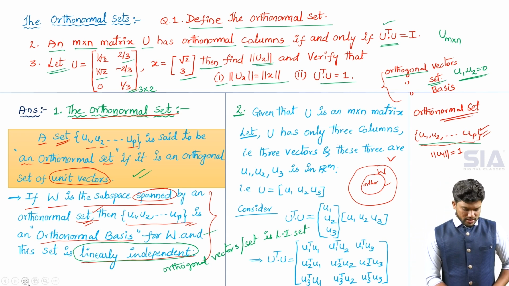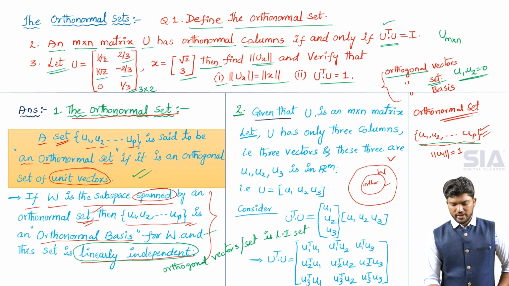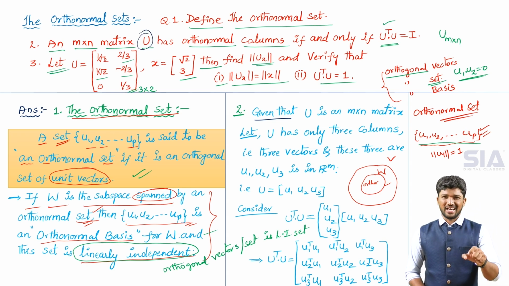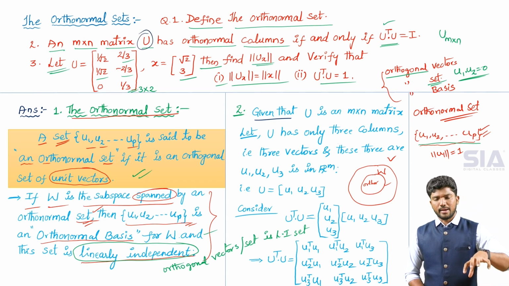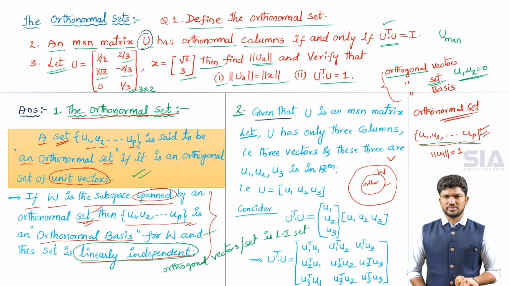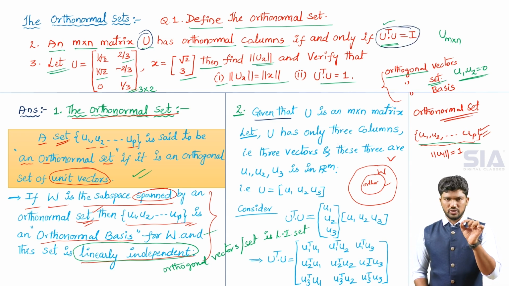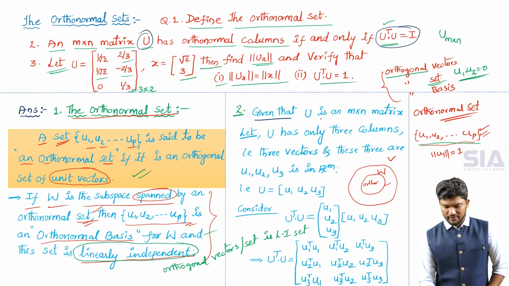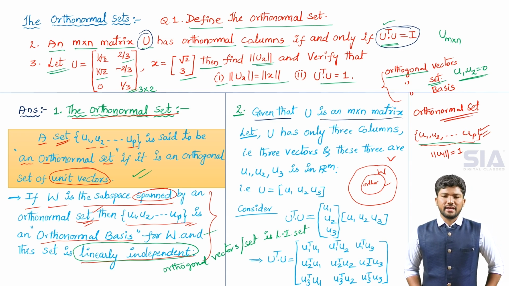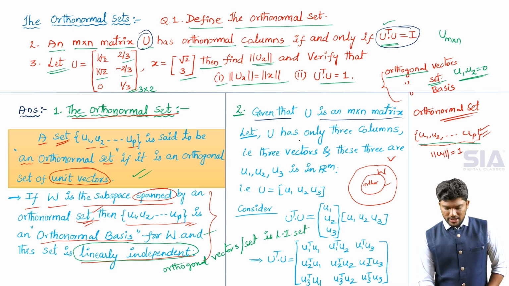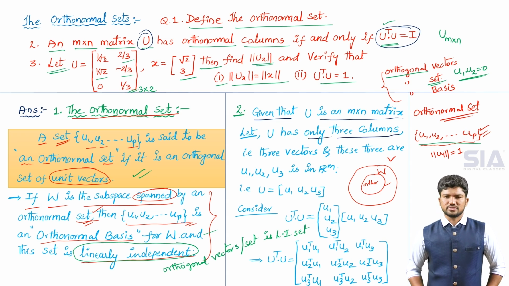So therefore, now we are going to discuss the second question. Given that we have a rectangular matrix capital U, that capital U has orthonormal columns if and only if we have to prove this condition, that U transpose into U is equal to capital I. For that purpose, given capital U is an m by n matrix, let capital U have only 3 columns.